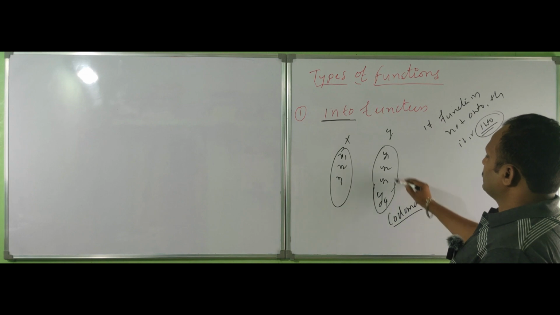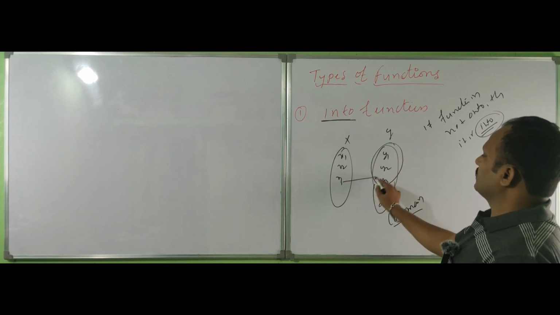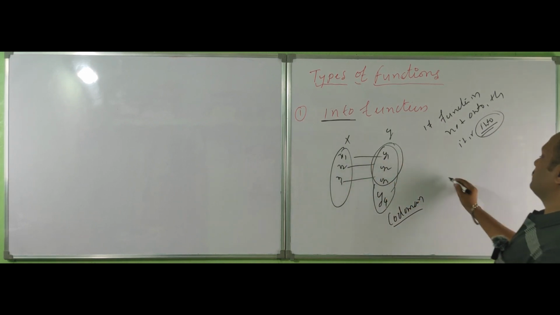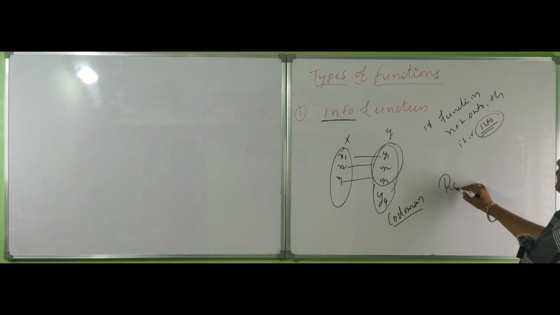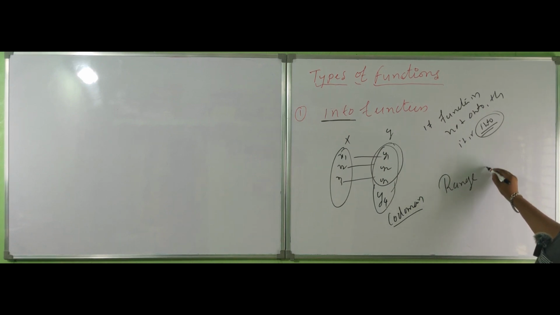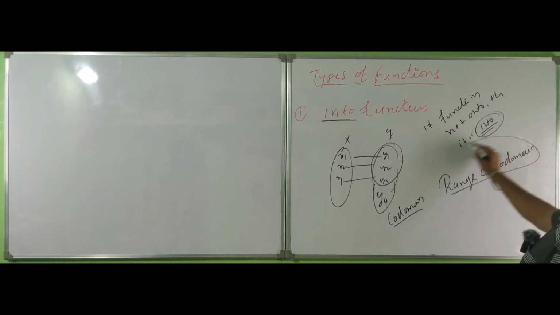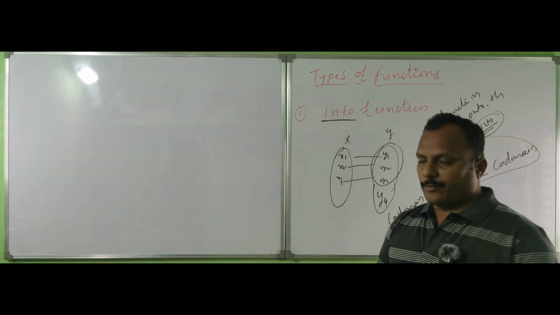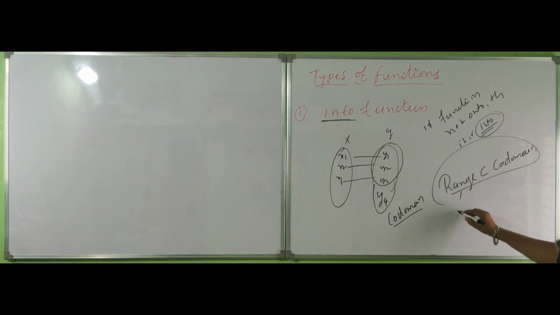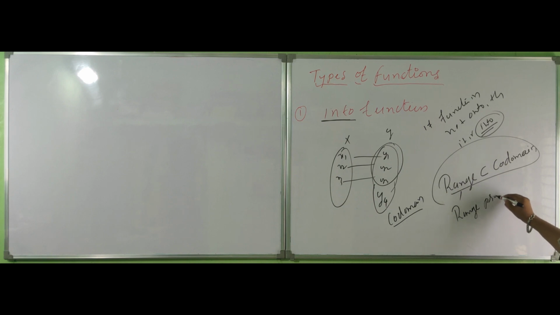This is the range. The range becomes a subset of the codomain. Technically, the range is a proper subset.